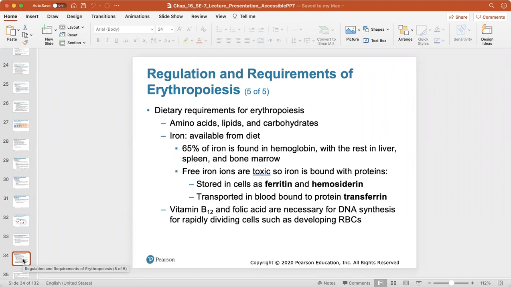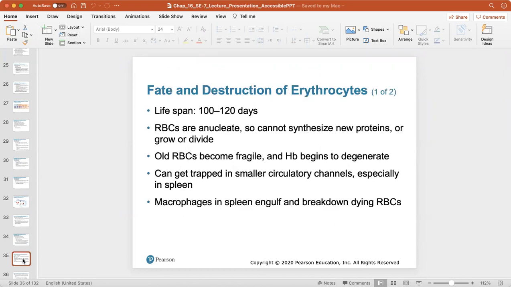Dietary requirements for erythropoietins: you need iron, amino acids, lipids. You get most of your iron from your diet, and without iron, people can have problems if there is not enough iron in the diet. Vitamin B12 and folic acid are also necessary for DNA synthesis for rapidly dividing cells like developing red blood cells.